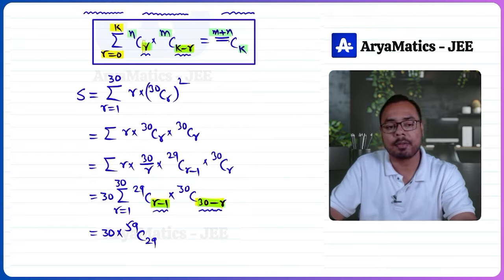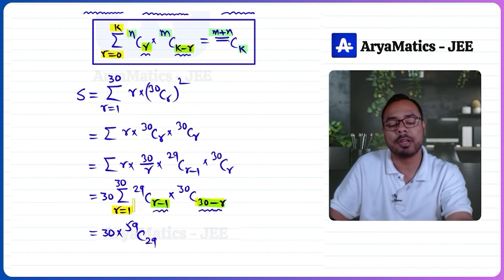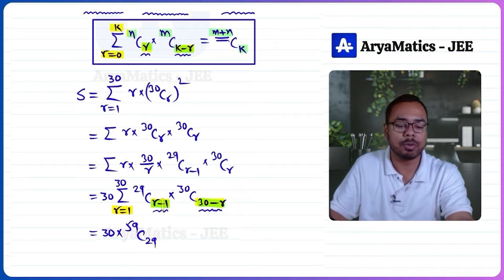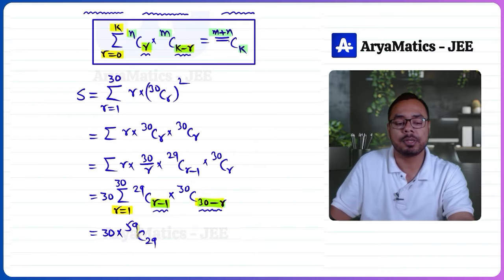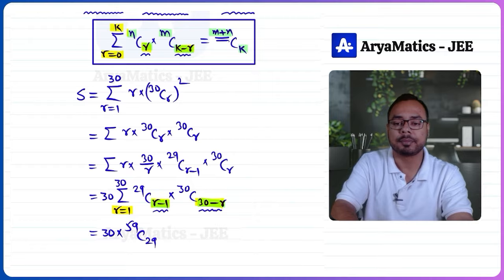So it must start from NC0. Here it is starting from 1, but when you take R as 1, this term will become 0, right? R minus 1, that will become 0. So therefore, this must be 30 into 59C29.